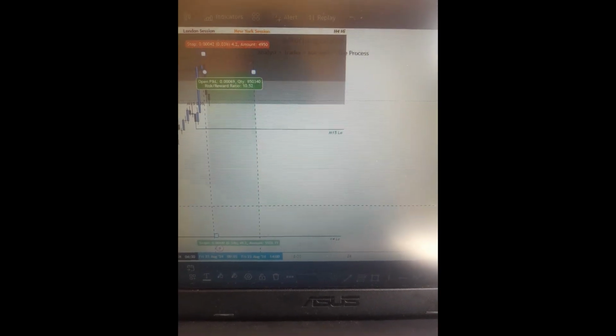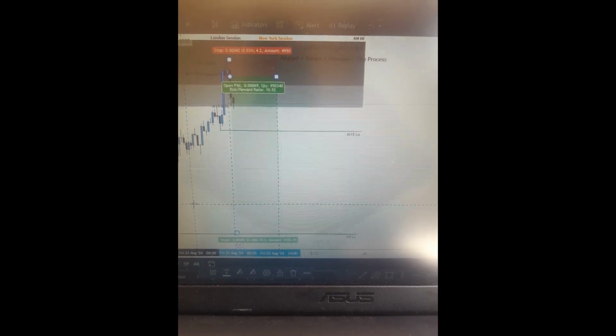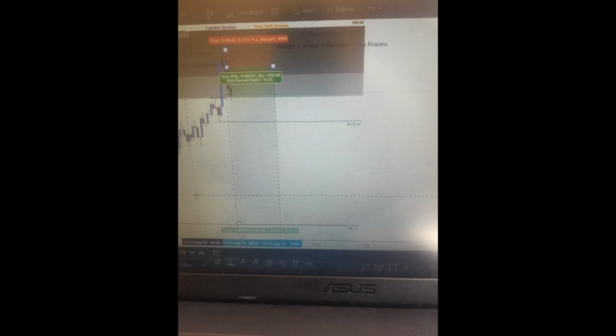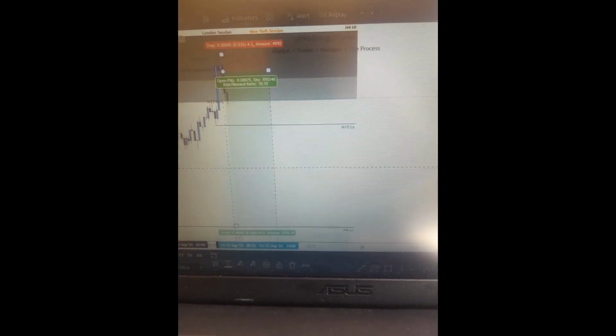But because I've left half the position, that will be 1:5. So I'll have 1.5 plus 1:10, which will be coming out for 6.5 R for the day, and this is a Friday. So we'll just see how the trade plays out. Of course, we just have to let these things play out and see what happens. But yeah, I'll keep you guys updated.